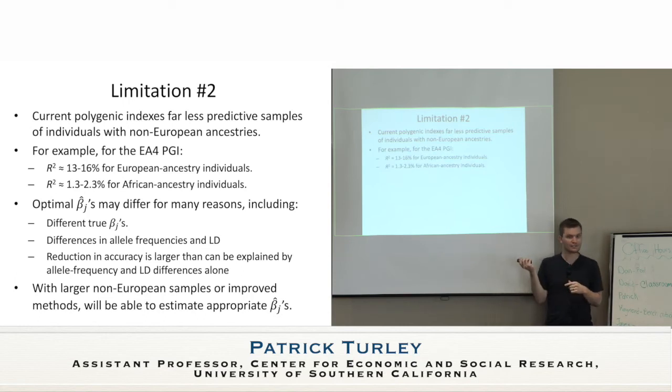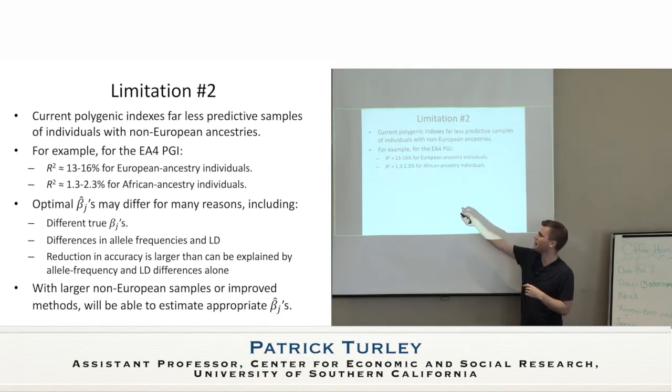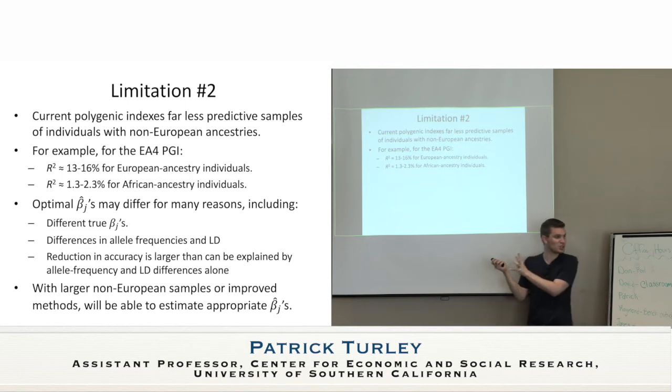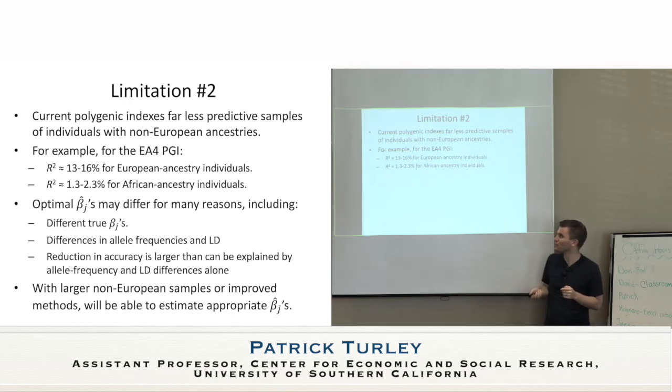So in EA4, for example, in the AdHealth sample, or I guess 13% is HRS. In AdHealth, it's 16%, but only in individuals with European ancestries. If you look at the African ancestry individuals in those samples, we only get 1 to 2% R squared in those cases. It's much lower.